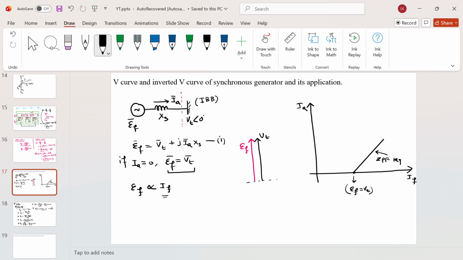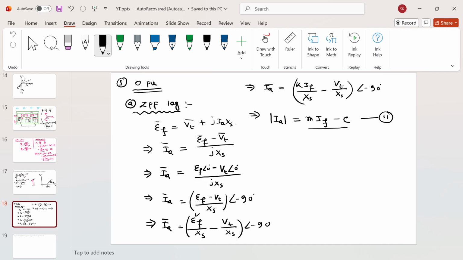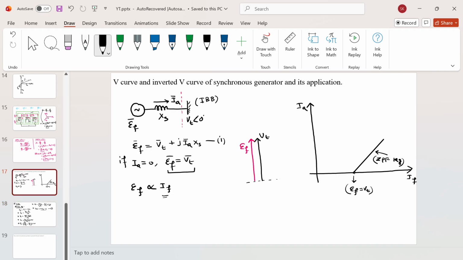Why is it ZPF lag? If you see this particular equation, you have a phase angle of minus 90 degrees. So it is purely lagging load, you can say. So it is pretty clear. It is a linear equation with positive slope. And after this point, if you increase the field current, your armature current will also increase linearly.